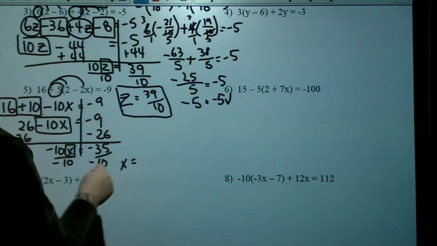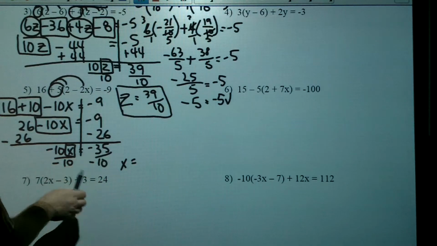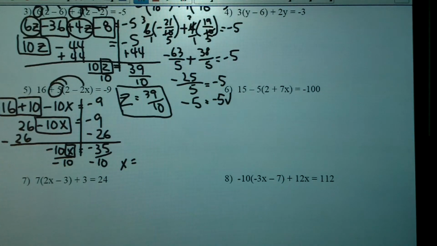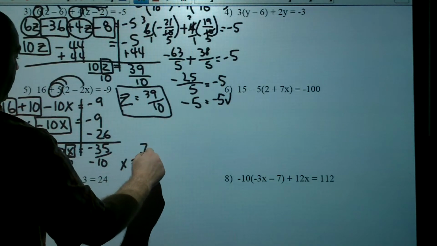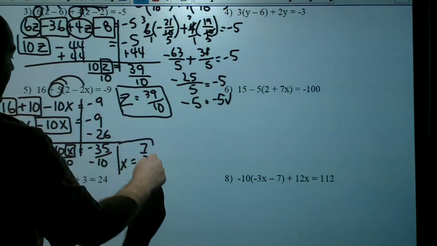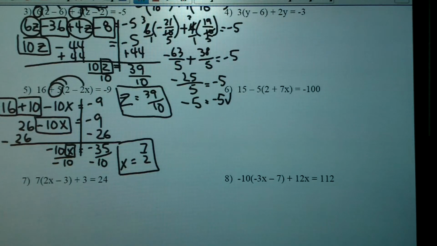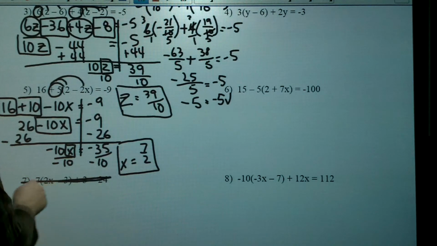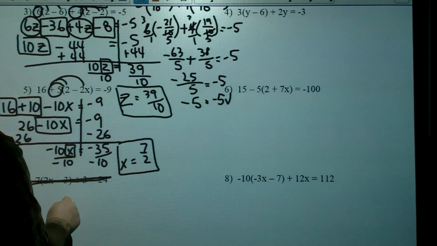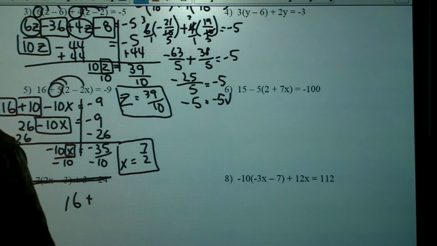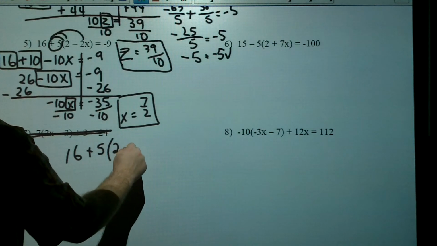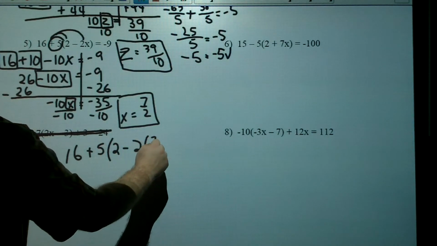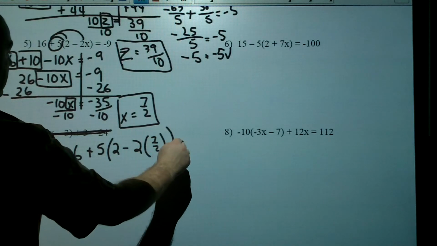x equals, I have a negative 35 over negative 10, which makes it a positive. Negative divided by negative is positive. And I can reduce this by 5, so I get 7 over 2. To check this, we're going to get rid of number 7 just for now. And I'm going to put the check down here. 16 plus 5 times 2 minus 2 times 7 over 2 equals negative 9.